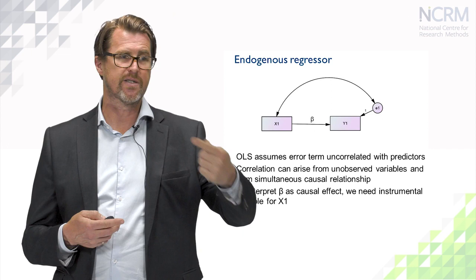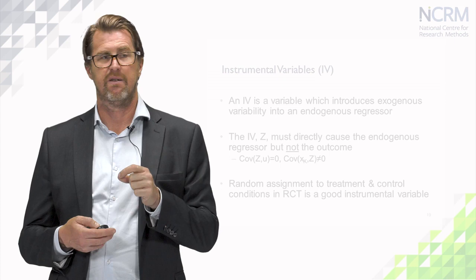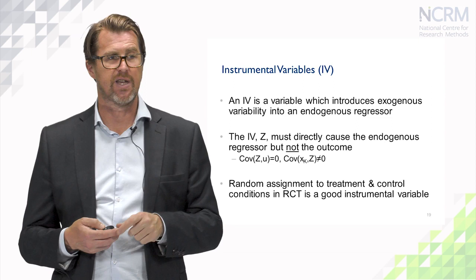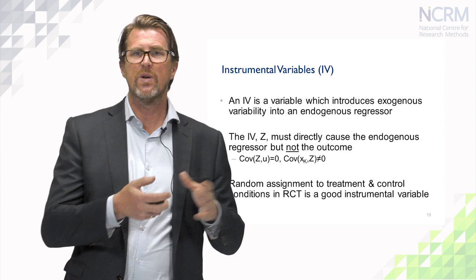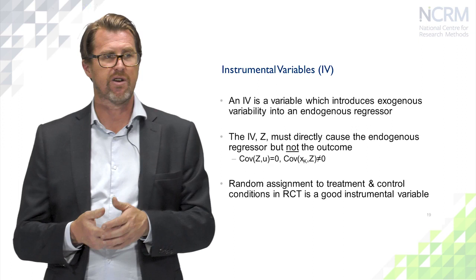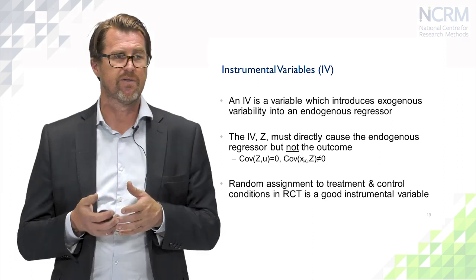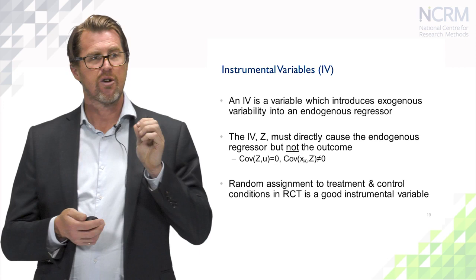So when we have this kind of a situation, we need an instrumental variable for X1, if we want to be able to interpret the beta coefficient as the causal effect of X1 on Y1. So, an instrumental variable is a variable that's going to deal with this endogenous regressor problem. And it does this by introducing exogenous variability into the endogenous regressor. And to have the properties of an instrumental variable, which we'll refer to as Z, the instrument must cause the endogenous regressor, but not cause the outcome.